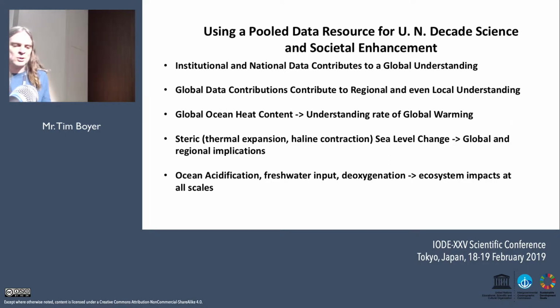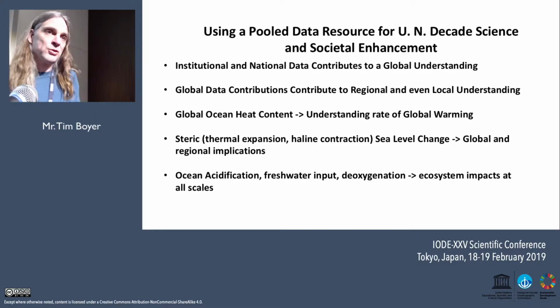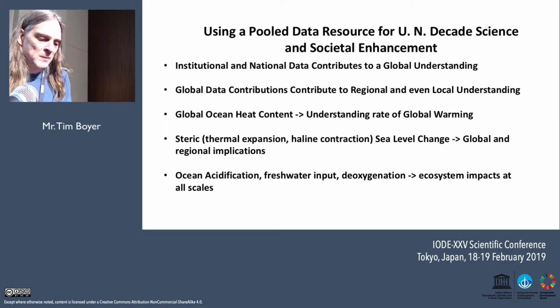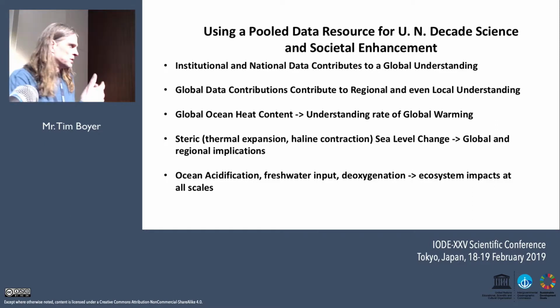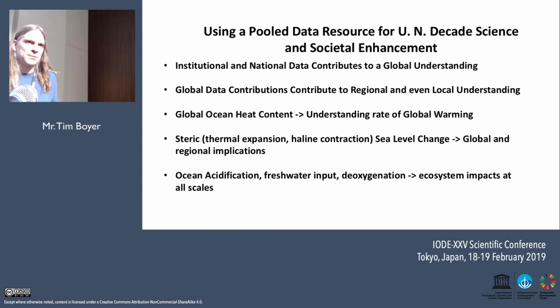So when you go to the global ocean heat content, now we have this global picture. We can start to understand the rate of global warming, which is extremely important going into the future for mitigation, for understanding what we need to do to adapt or to hopefully try to slow that rate. Then other things like sea level change, steric sea level change, thermal expansion, haline contraction. These have global and regional implications. Ocean acidification, which was spoken about before. Freshwater inputs, which you can get from salinity.